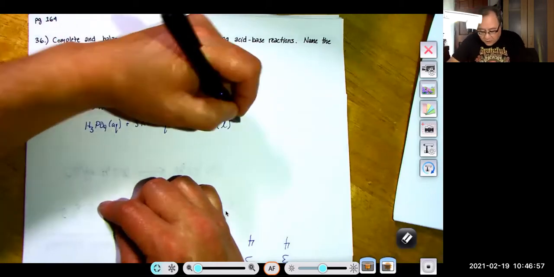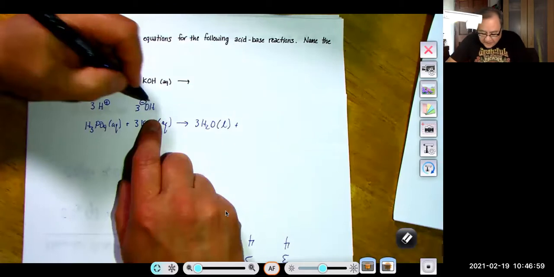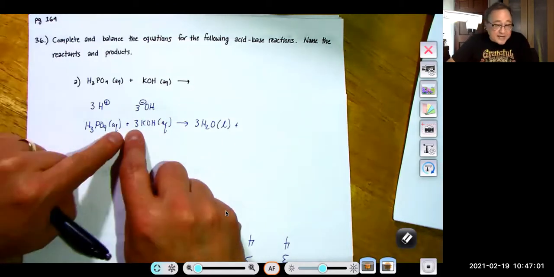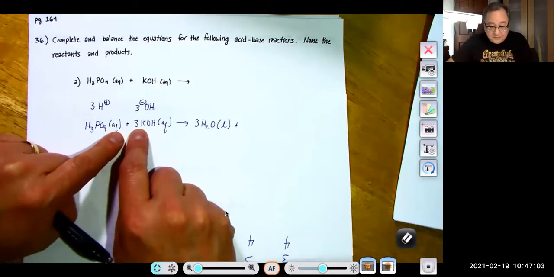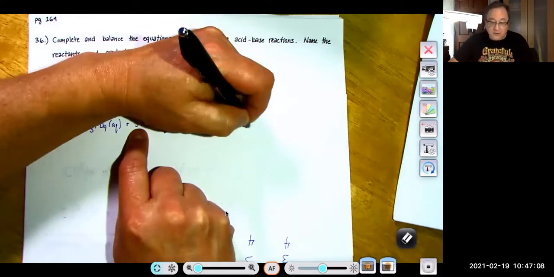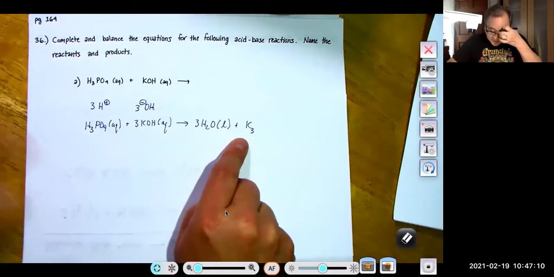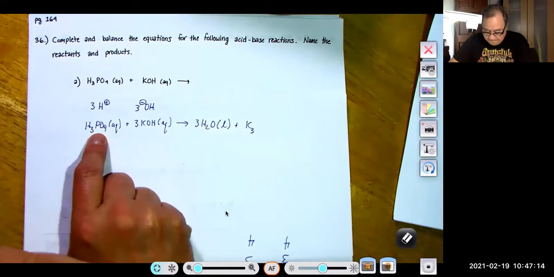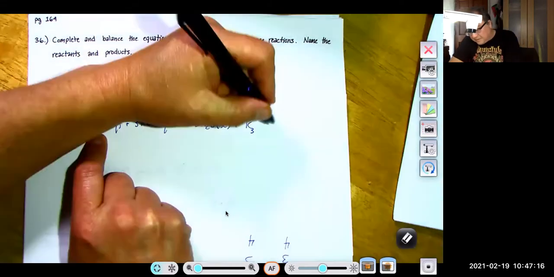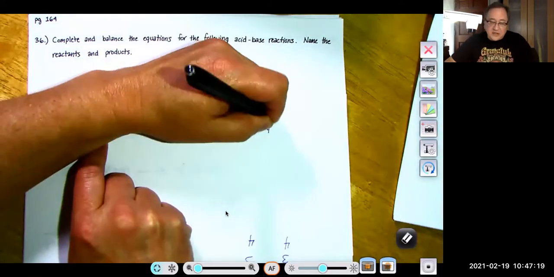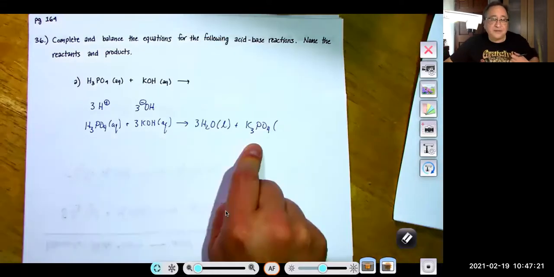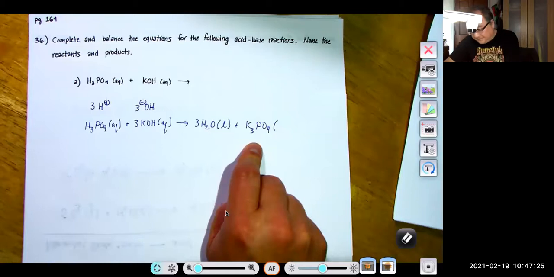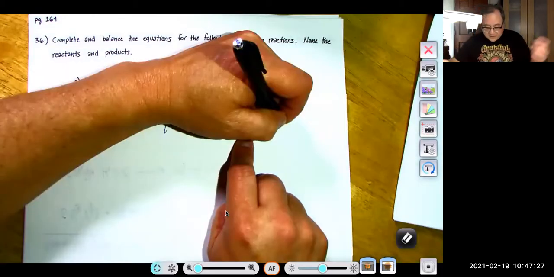And let's take a look at what remains here. Have I used the 3 potassiums? Nope. So that's part of my product. I'm going to automatically put that as a subscript. Have I used my phosphate? Nope. Solid, liquid, gas, or aqueous? Aqueous, because of the potassium. And there's your balanced reaction. Boom.